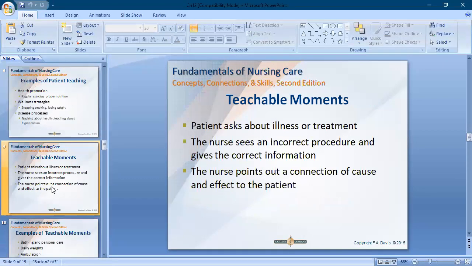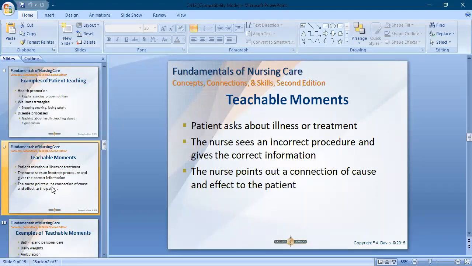The nurse uses the point of correction of cause and effect for the patient. First of all, the patient asks about the illness and treatment. So definitely we ask the history and then we go for the diagnosis, and the patient asks what their diagnosis is, what the illness is, and what the different treatment options are, right? Also, the nurse sees any incorrect procedure and gives the correct information, right?